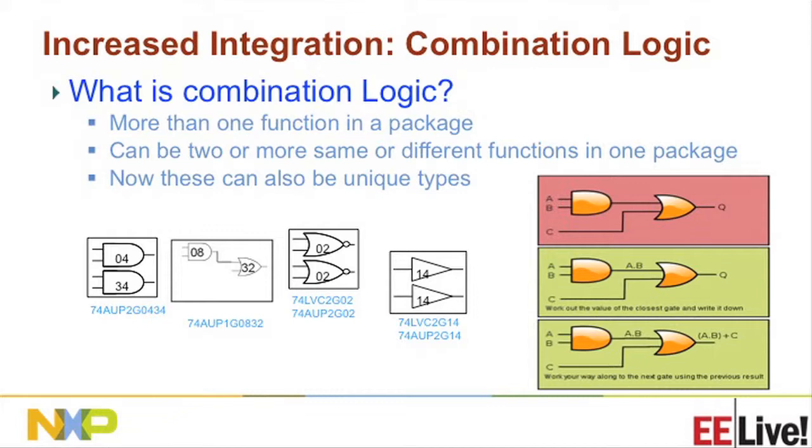So the nomenclature for these devices is when there are two unique functions which are not connected inside the package, you would see 2G in the part number. And if those functions are connected together, you will see 1G. Like we have a function which is AUP1G0832. You have 3 inputs, and an AND gate and an OR gate are connected together. Right? So your output is a specific Boolean function, but you have more than one function in there.